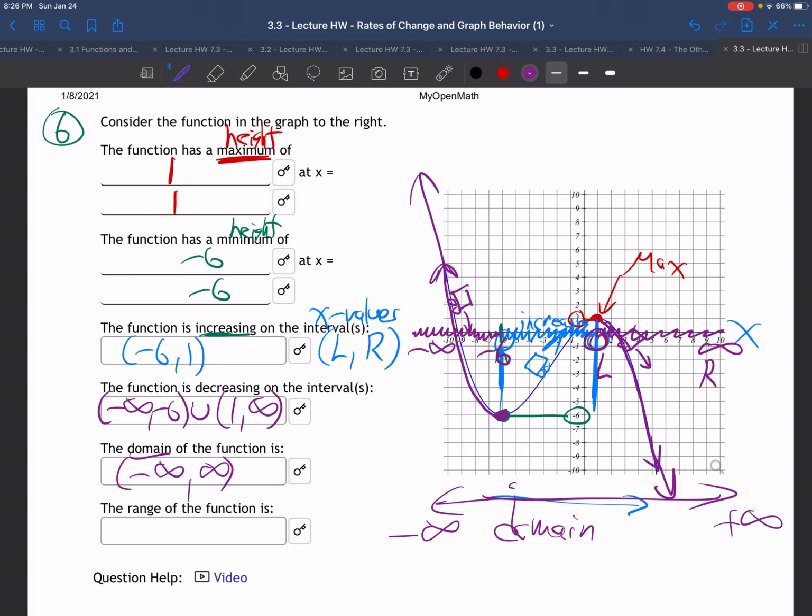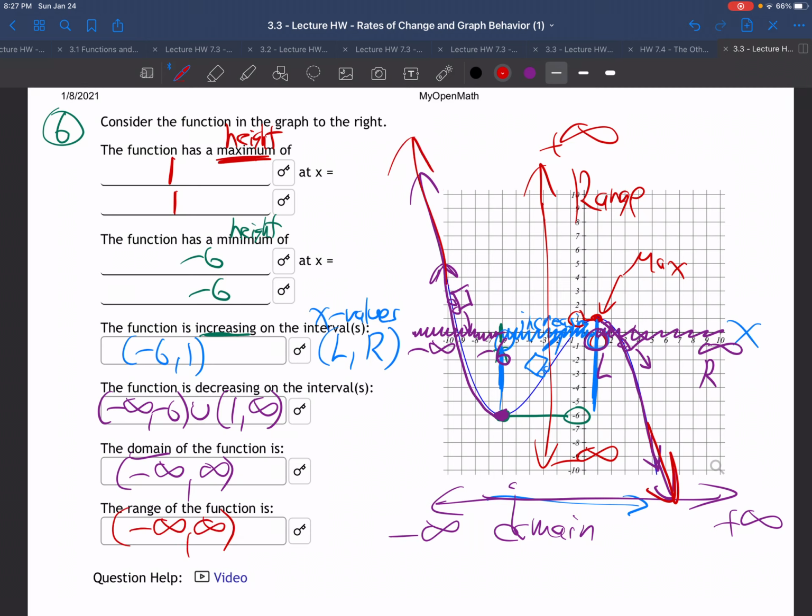And what's the range? Well, how far up and down does this graph go? The range is always the bottom. Well, it's -infinity to +infinity, right? Because the graph goes down forever there and up forever there. That's also -infinity to +infinity. The range is always the bottom, comma, the top. The domain is always left, comma, right for the entire graph.